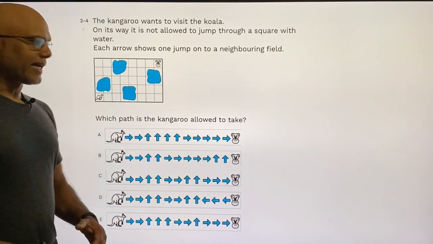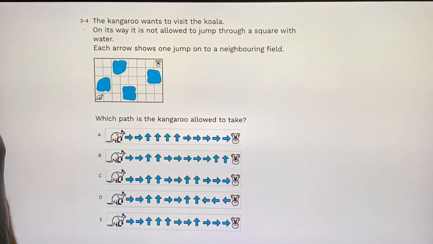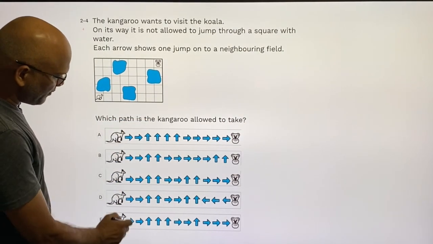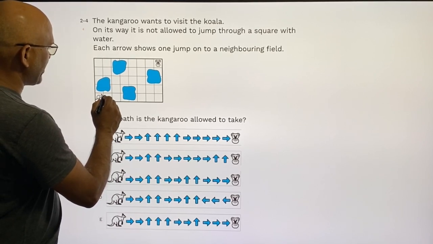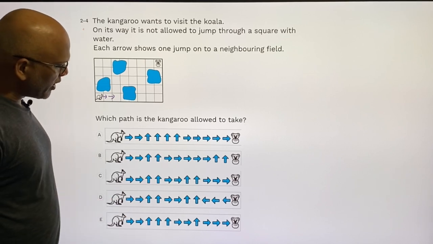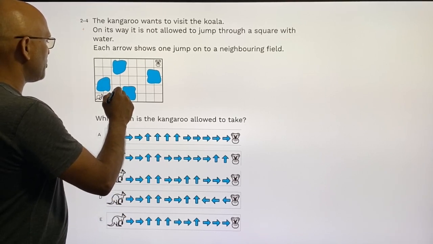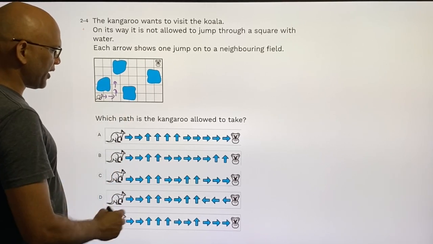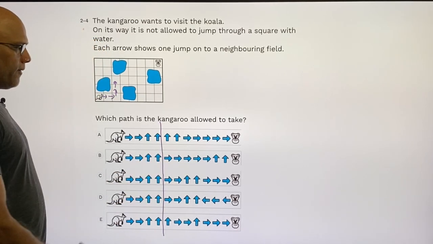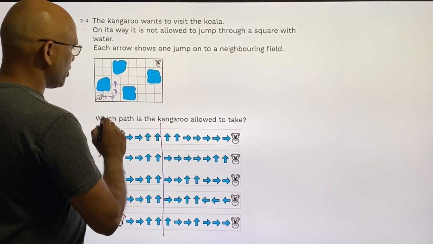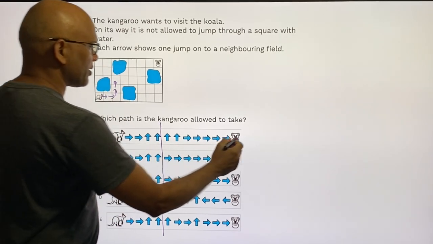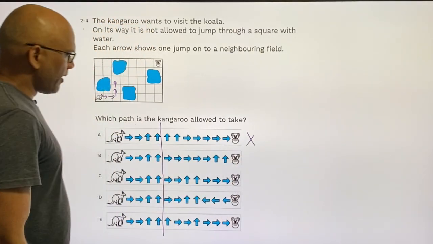All right, so basically we can check each of these choices. I can see that all the 5 choices have 2 right, so that is great. 2 right, and then also all the 5 choices have 2 up. So I'm at this point here and I'm done checking until this. Here I'm going 2 up on the choice A. If I go 1, 2, I'm already on the water, so this is not possible.